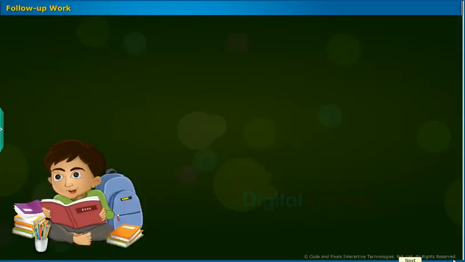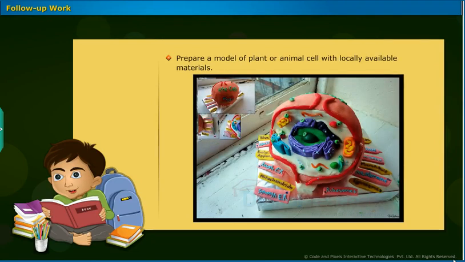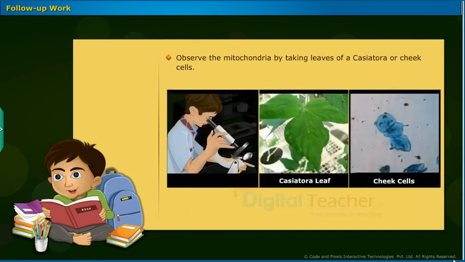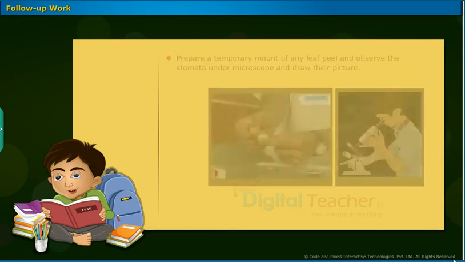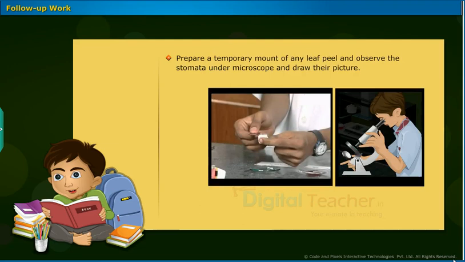Follow up work. Take up the following activities. Prepare a model of plant or animal cell with locally available materials. Observe the mitochondria by taking leaves of a cassiotora or cheek cells. Prepare a temporary mount of any leaf peel and observe the stomata under a microscope and draw their picture.